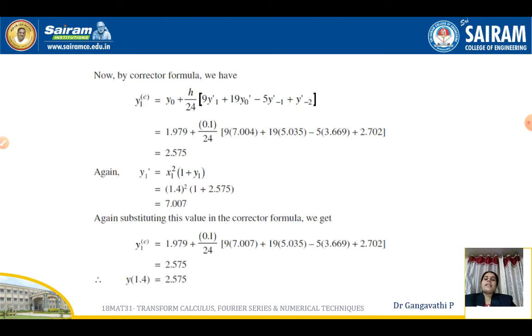And now apply the corrector formula. This is the corrector formula. Substitute all the values and simplify, you get 2.575 as the corrected value. Since it is asked to apply the corrector formula twice, this y1 dash needs to be evaluated again by using the very recent value of y1, which is again 7.007. And substituting the values in the corrector formula again, we get y of 1.4 as 2.575.